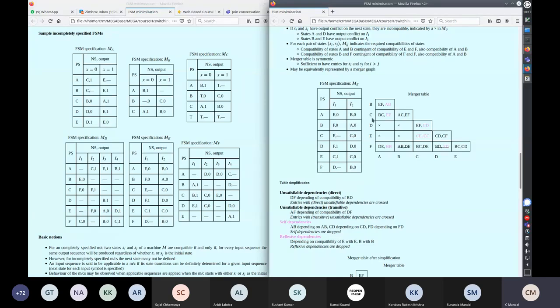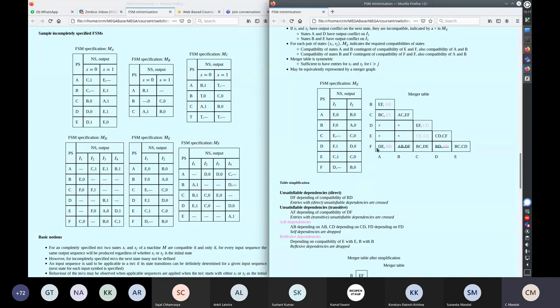So what you see is that for A and C to be compatible, you need E and E to be compatible, but with the caveat that the output is conveniently specified. So the output in this case must be specified to 0. Only then can this be compatible.